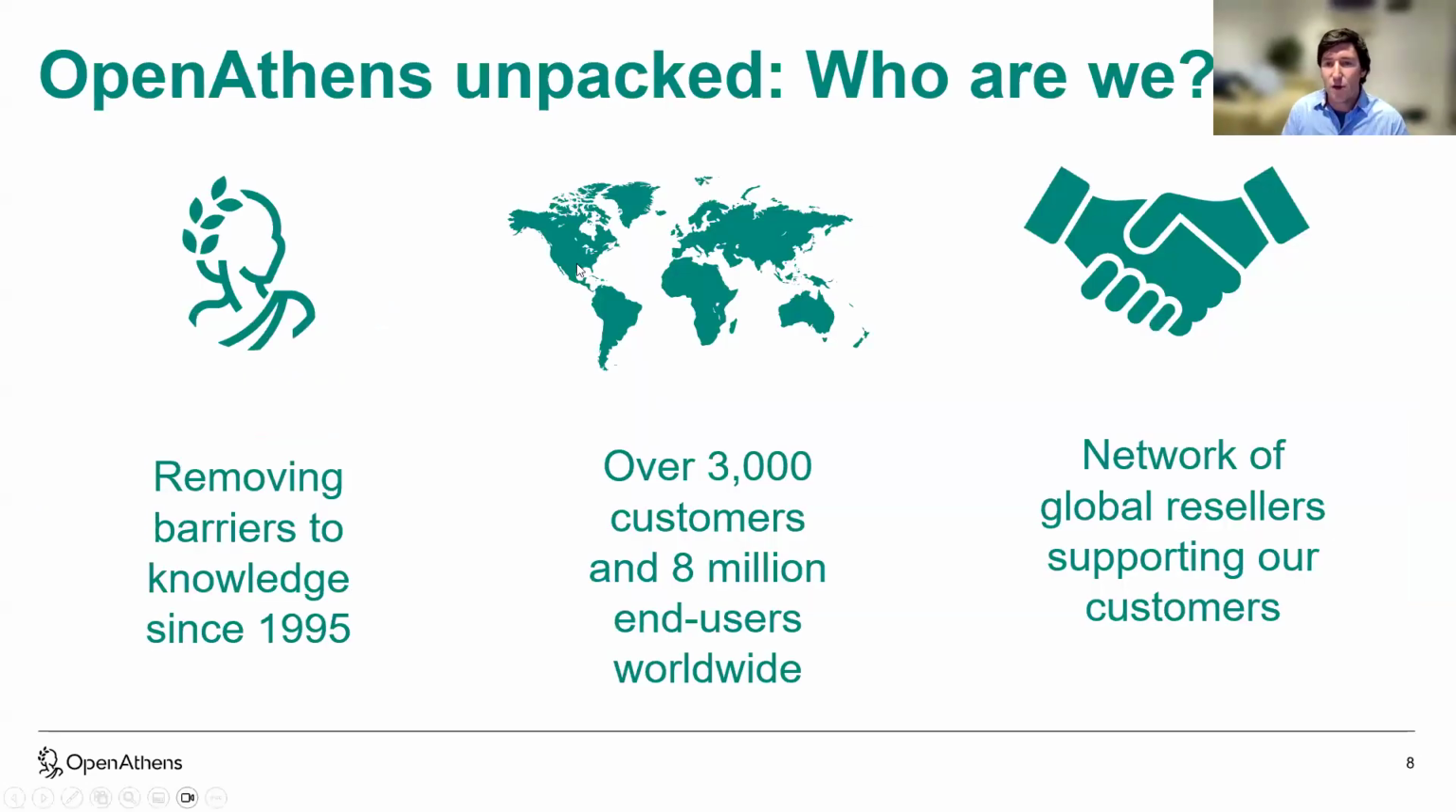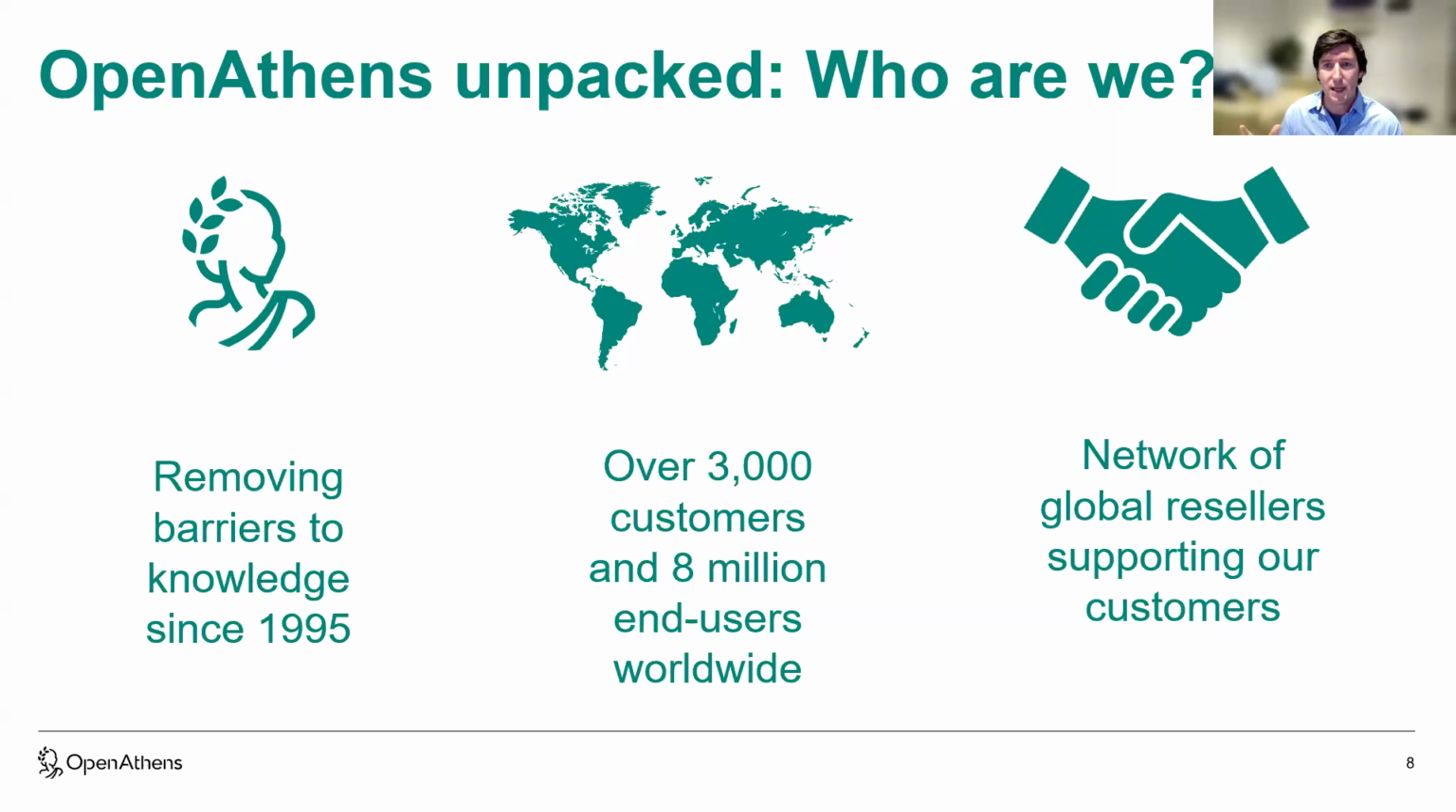So a bit more about the background of OpenAthens. What is it today? Who are we? We've been around since 1995. That's when we started, and I'll touch on that a little more in a moment. We've grown now to about 3,000 customers worldwide, all across the academic sector, but also in the medical and corporate sectors, anywhere that needs that research, or desires to access journals and ebooks. OpenAthens can provide a solution for you. And there are 8 million end users worldwide using the service daily to get access to that content.